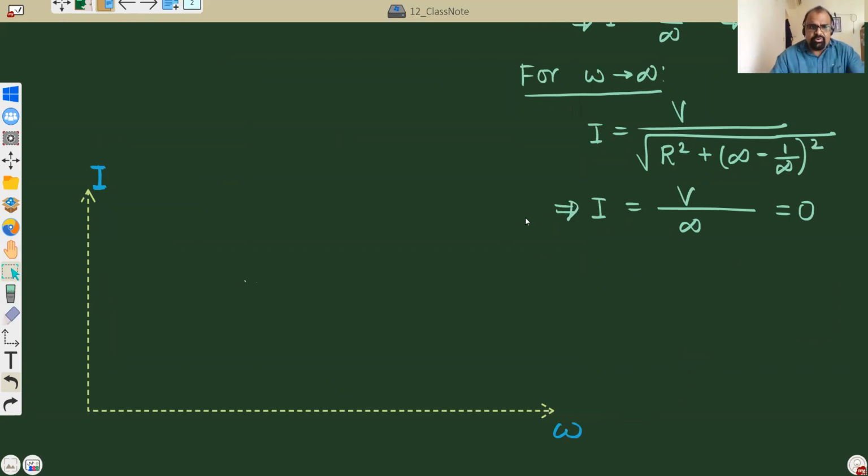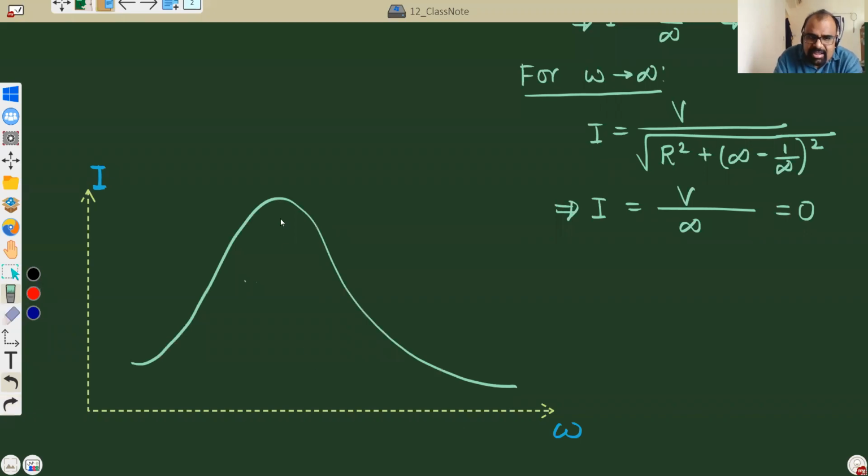So how will this graph look? For a small value of omega, current is 0. For a large value of omega, current is again 0. So this graph will look like this. And in fact, this is the position.